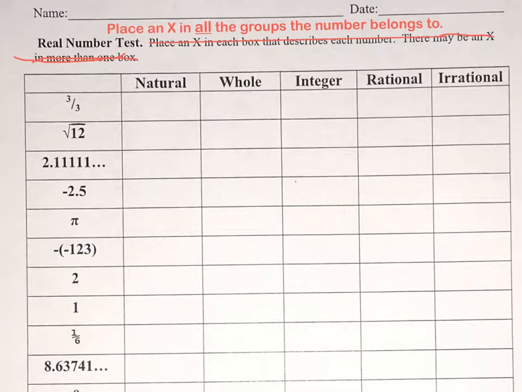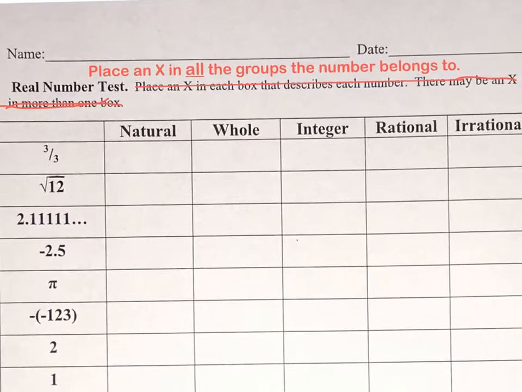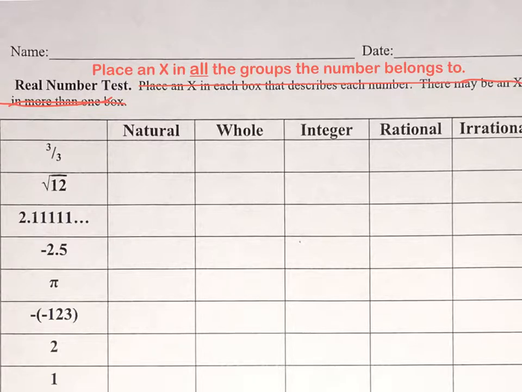So first thing to do on this handout is let's make the instructions a little more understandable. Let's place an X. So look, I scratched out their instructions and I put place an X in all the groups the number belongs to. Okay, so we're not just going to go for the most specific one. We're going to place in all of them, right?